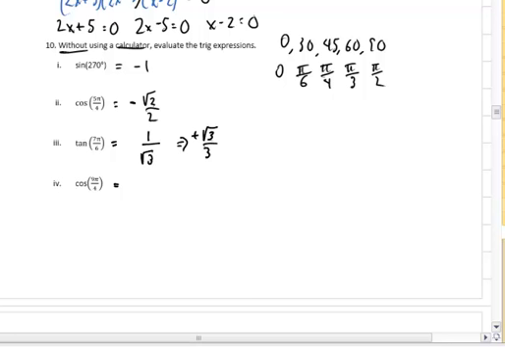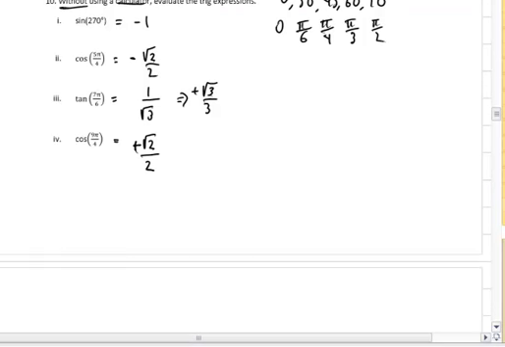And this last one is cosine of 9 pi over 4. Its reference angle is 45. Cosine of that will be √2/2, and the quadrant it's in is going to be quadrant 1, so that will be positive. Okay, so let's move along.